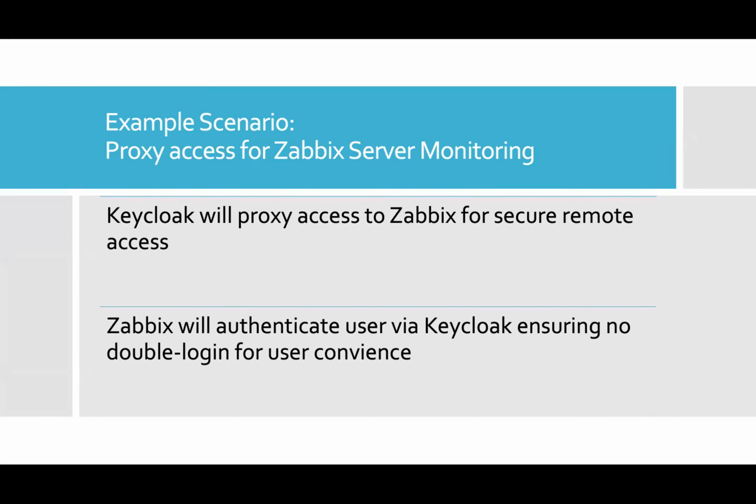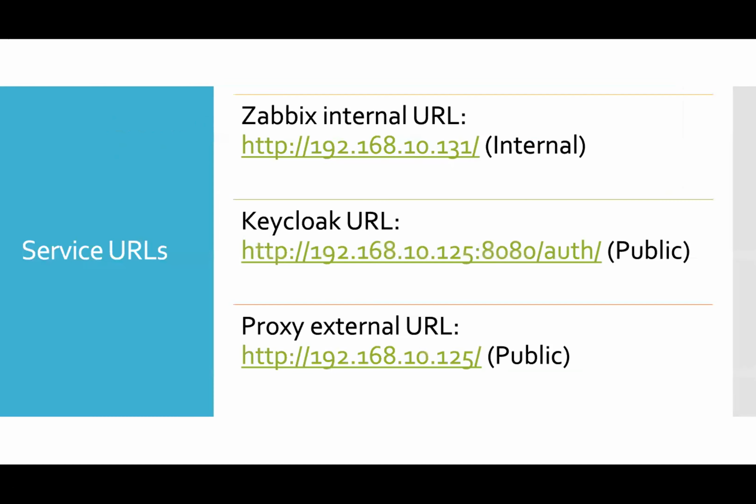So for an example scenario, I'm going to use Keycloak to proxy access for Zabbix server monitoring, which I'll use to monitor some network devices in a server. Keycloak will proxy access to the Zabbix user interface for the user remotely, and Zabbix will verify the user's identity through Keycloak so that the user won't have to sign in again to Zabbix once they've been proxied through Keycloak.